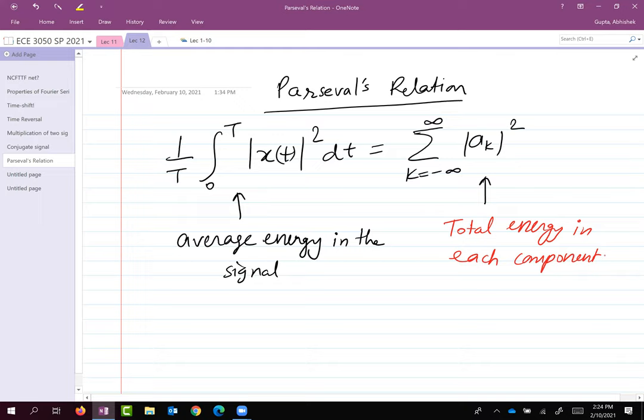Okay, so the Parseval relation is something like a conservation of energy type argument. So if you look at the average energy in the signal, which is typically the amplitude squared integrated with respect to time, and then you divide it by T because this is a periodic signal, it is equal to the total energy in each component of the periodic signal. Okay, and that's because the components, which are phi K of t, are all orthogonal to each other. So the total power or total energy would be the same as the energy in individual components all added together.